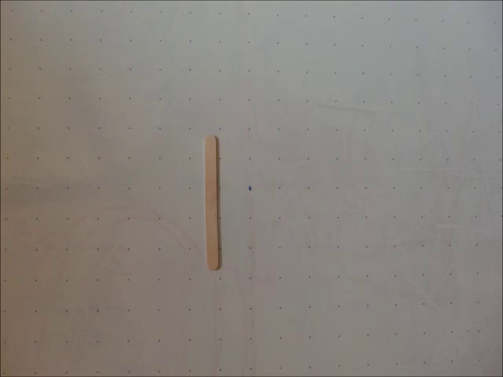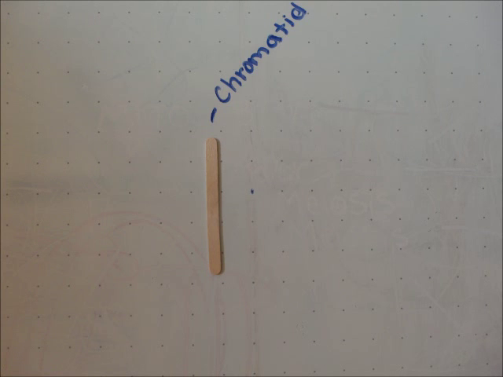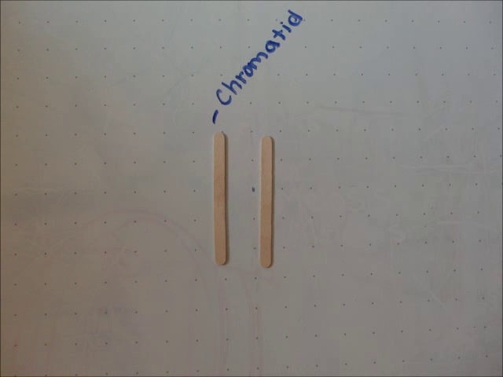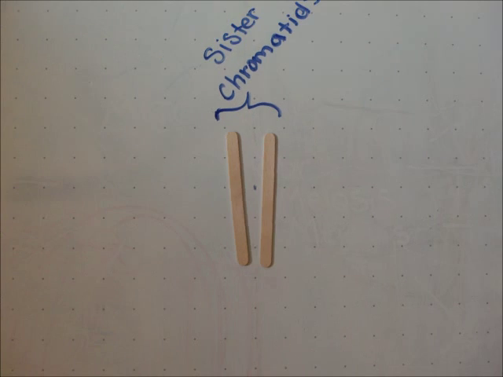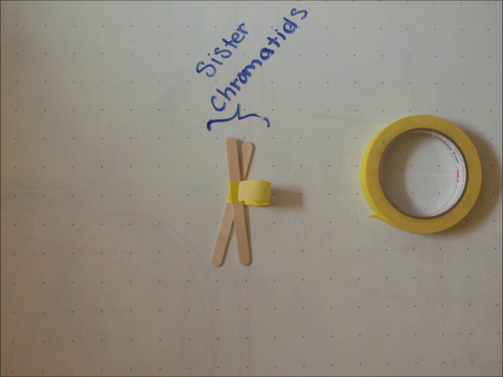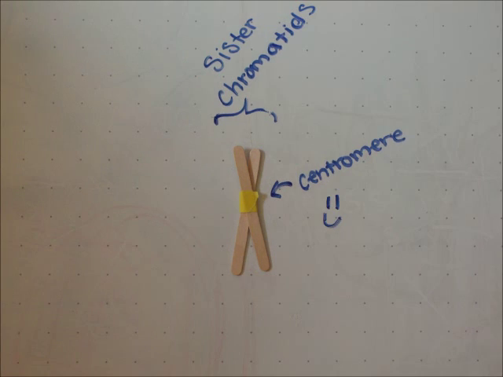But first, the parts of the chromosome. A single section of the chromosome is called a chromatid. During DNA replication, each chromatid makes a copy of itself, and those two copies together are called sister chromatids. The part of the chromosome that links the two sections together is called a centromere.